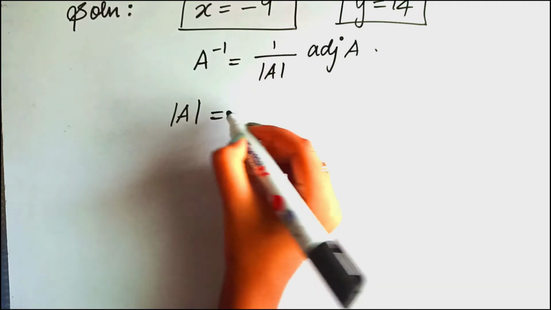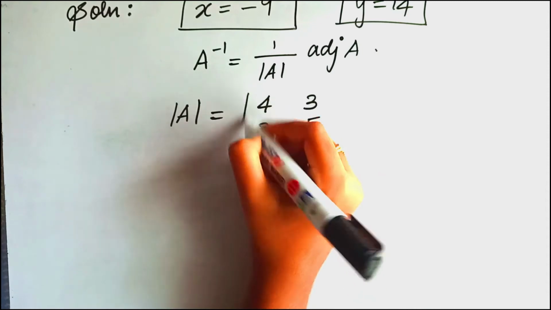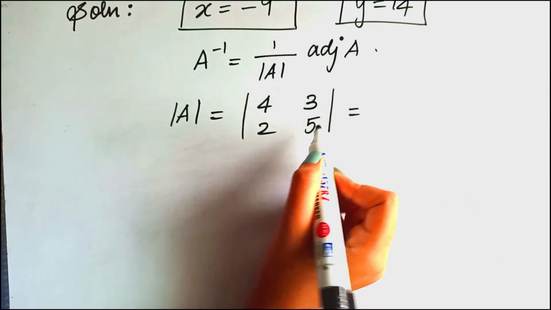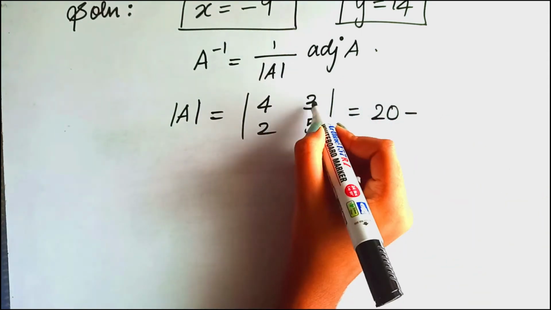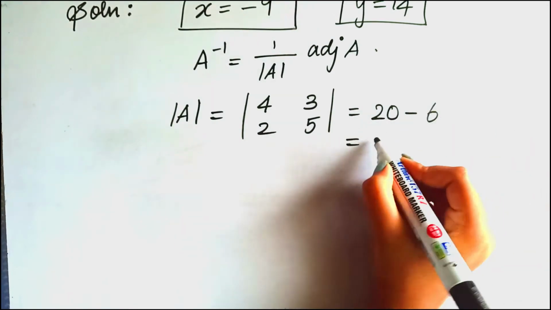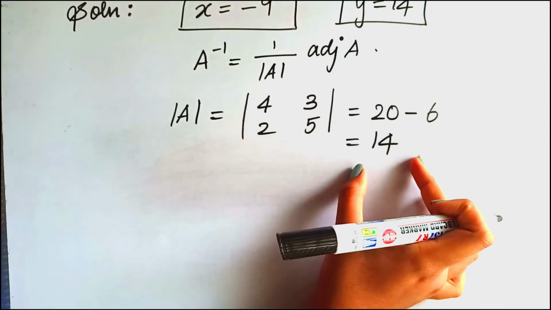Determinant of A is equal to, so our A is 4, 3, 2, 5. So what's our determinant of A? 4 into 5 will get an answer 20 here, and we have to put a minus symbol here, and then 3 into 2 will get an answer 6, and therefore we'll get an answer of 14. So determinant of A, the answer is 14.